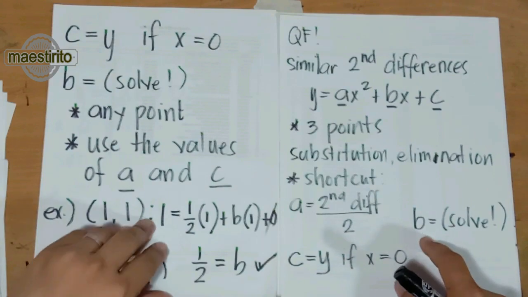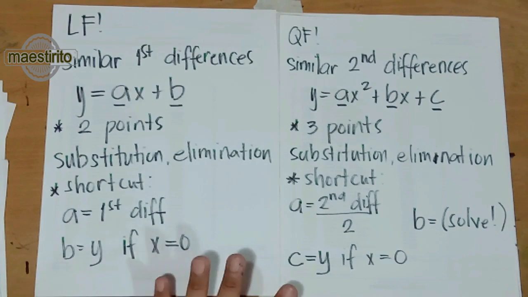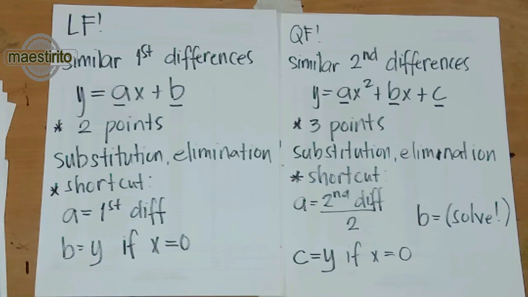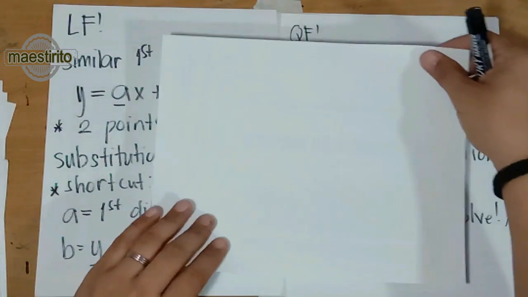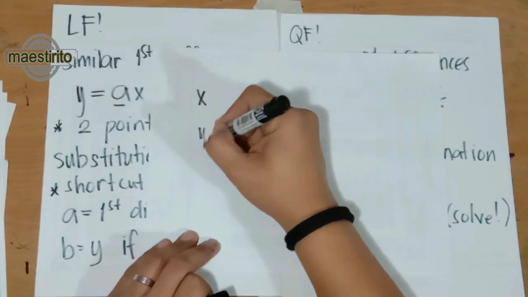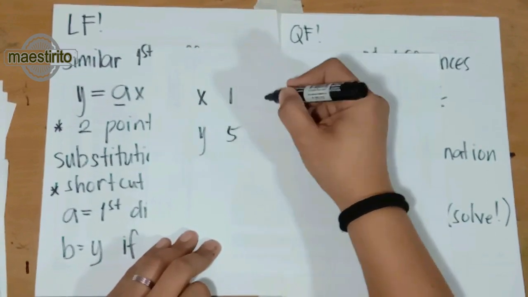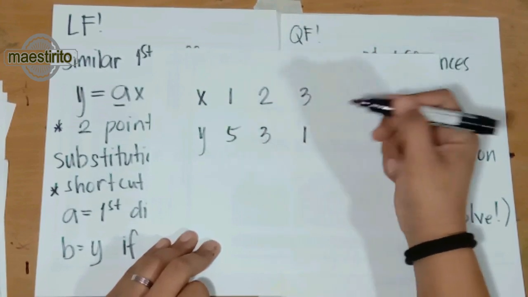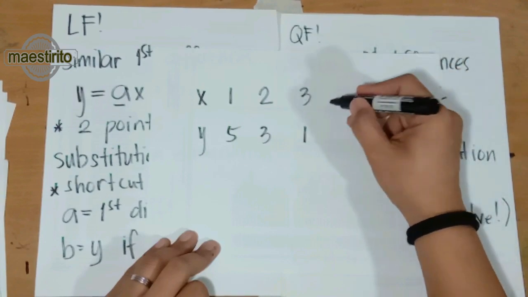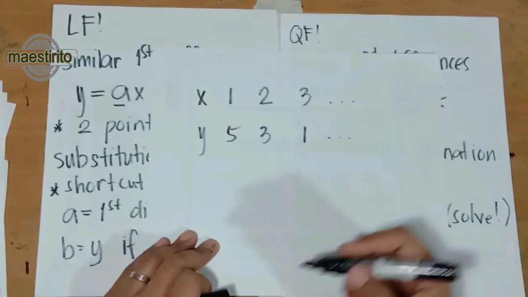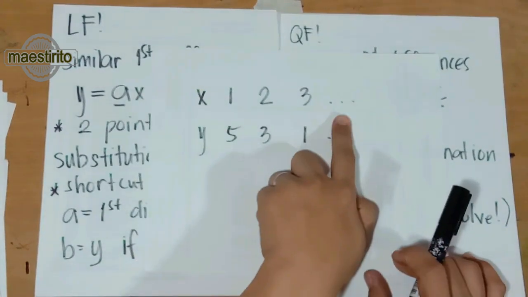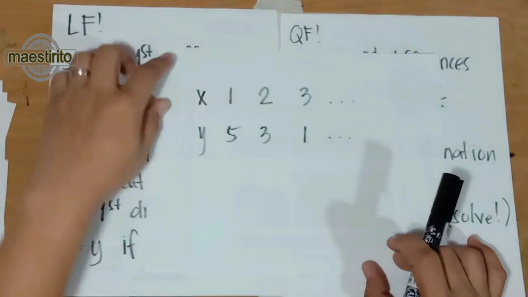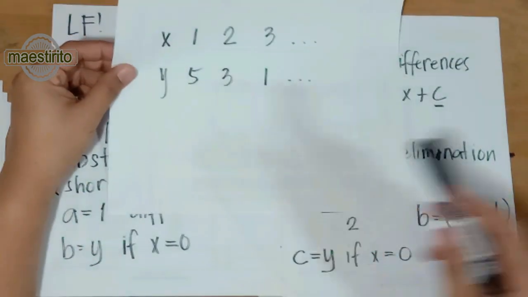Okay, now the dilemma for the shortcut is this: for the value of the b for the linear function and c for the quadratic function, because there are some tables of values like this. Let's say x is 1, that's 5; 2, that's 3; 3, that's 1, and so on and so forth. If you look at this table of values, there's no 0 along x, so we cannot solve for the b if this is linear. We cannot solve for the c if this is quadratic.